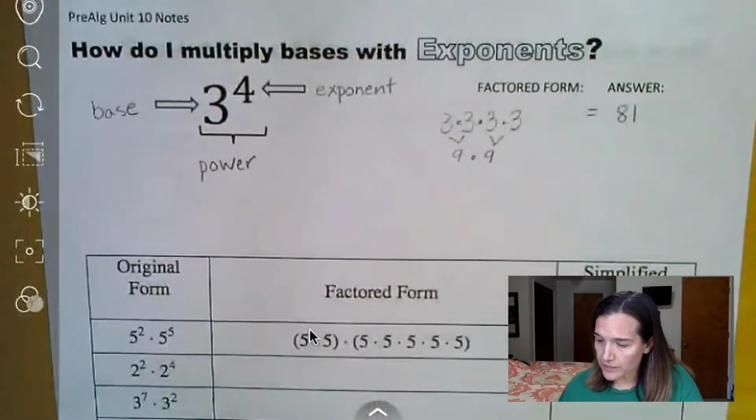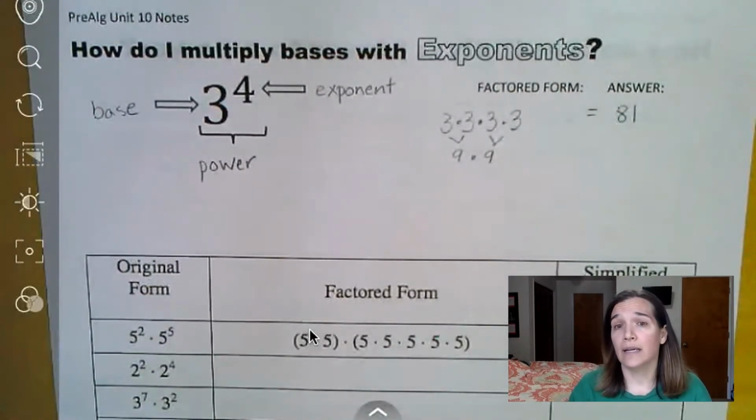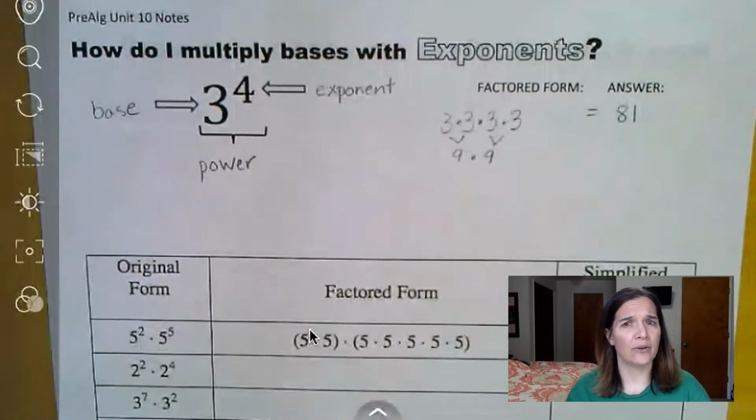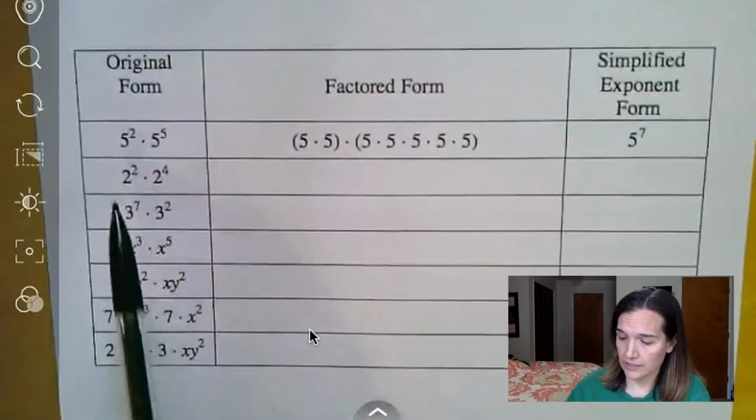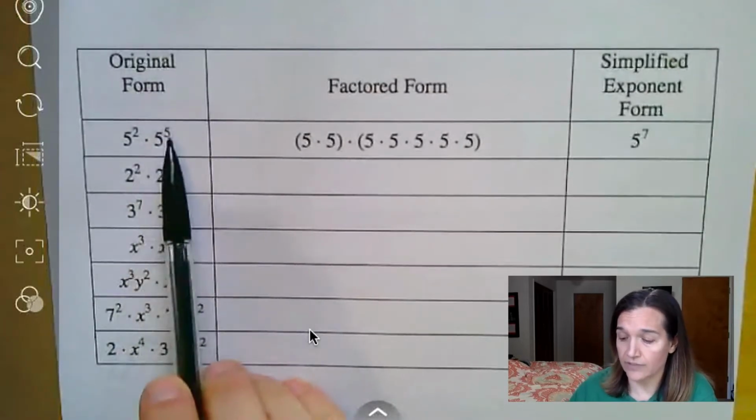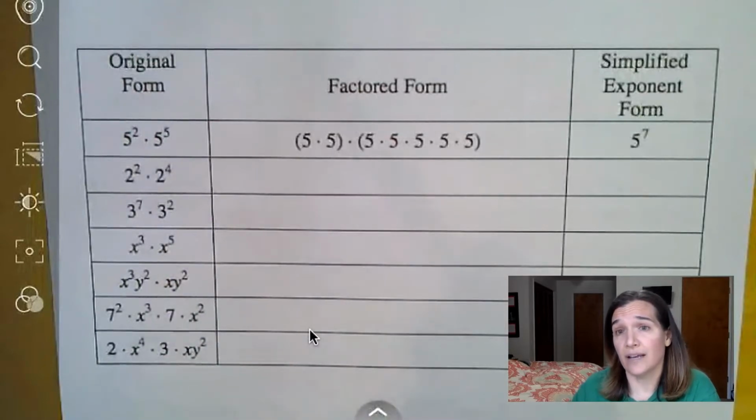So here's how we're going to do this next part. We're going to take each thing and expand it into factored form. And after a while, you'll think, I probably don't need to do this, but it's always a good way to check your answer to see if you've got it correct. So down here, you'll notice the first example is 5 squared times 5 to the 5th power. And they want you to just write the answer as a simplified exponent.